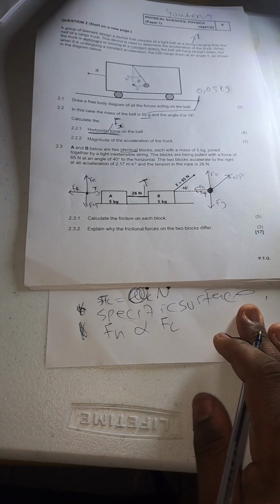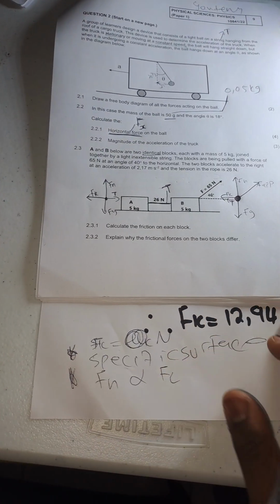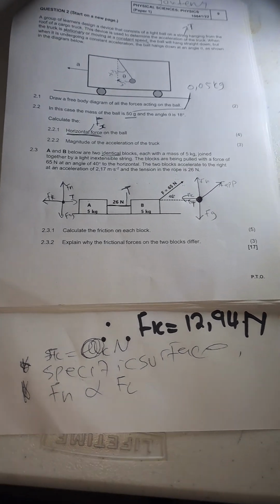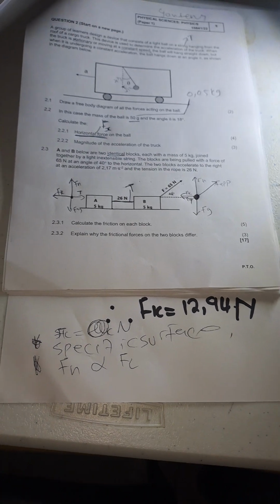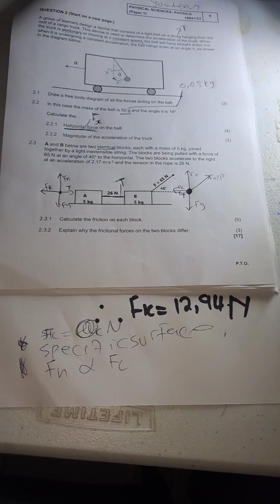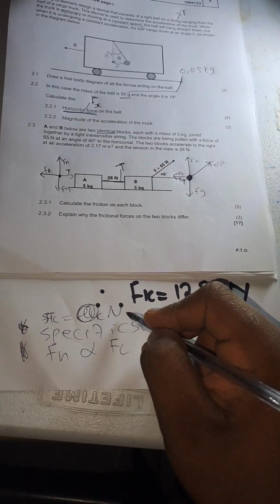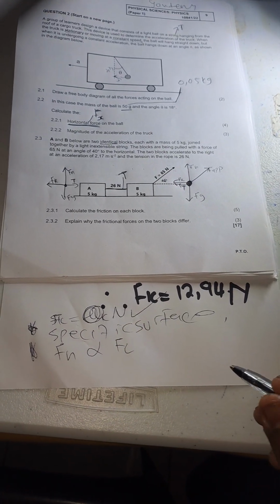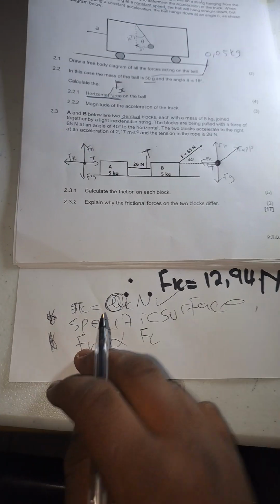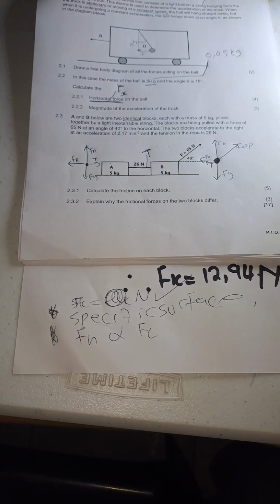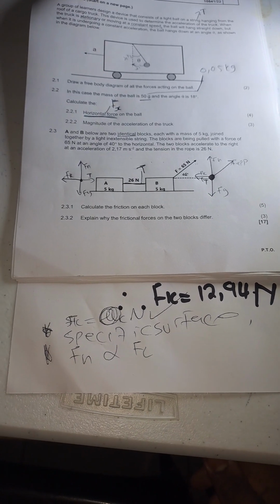I want you to explain it on your own, because someone like me, I don't like such questions. Most of the time I get 1 or 2 marks. I don't get full marks because it's just theory there. But yeah, that's how it is. But I'm sure that you can get a mark for saying mu k is a constant for specific surfaces, and then say normal force is directly proportional to Fk.